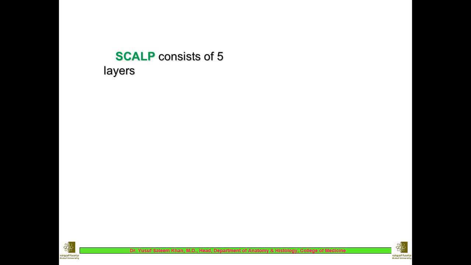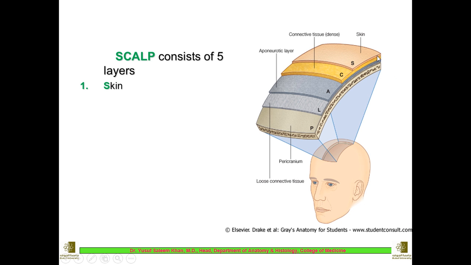So the scalp is multi-layered, and it has 5 layers, and they correspond to each letter of the word SCALP. So the first letter is S. S stands for the skin, which is the outermost covering of the scalp, and it is filled with hair.